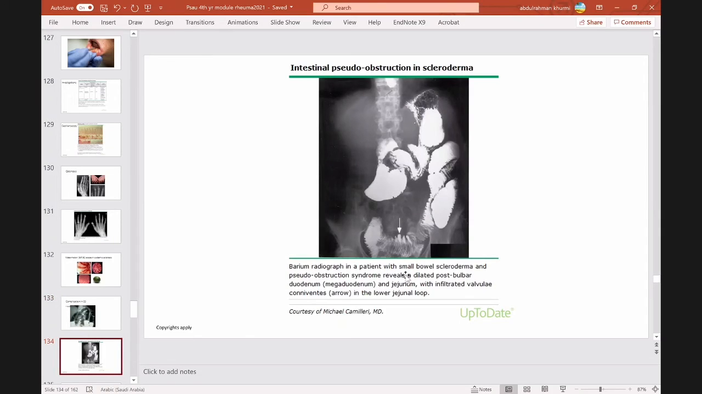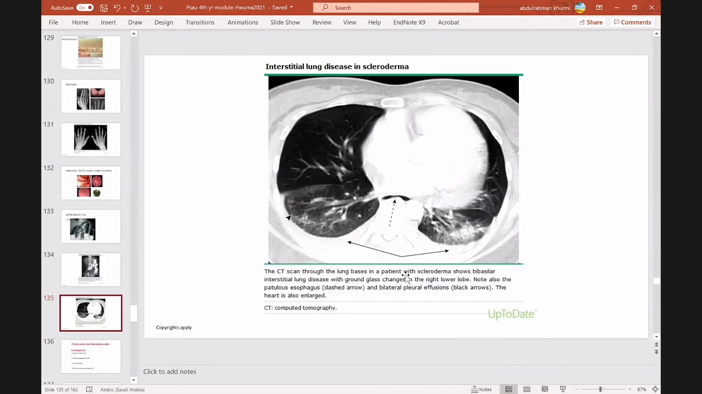It is causing also pseudo-obstruction. This is barium enema, you see it. And interstitial lung disease, as you can see here, in scleroderma as well.